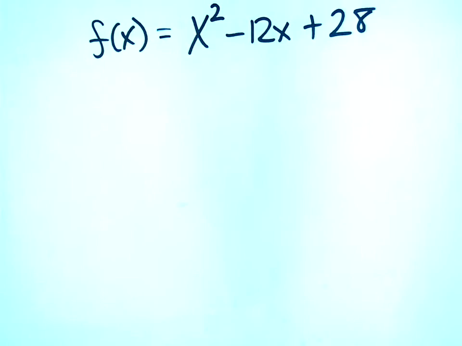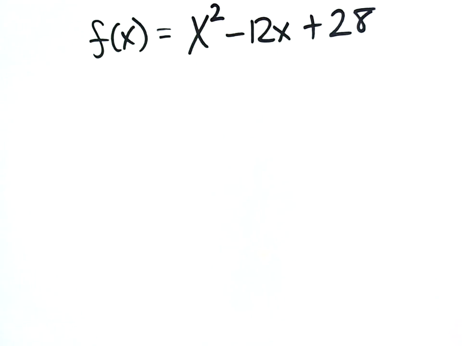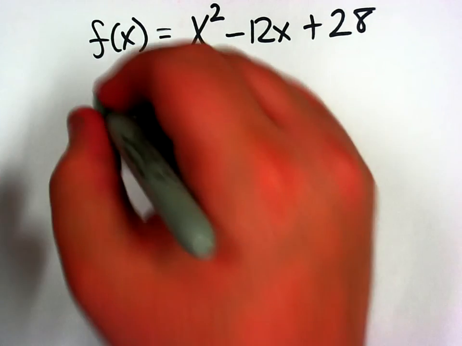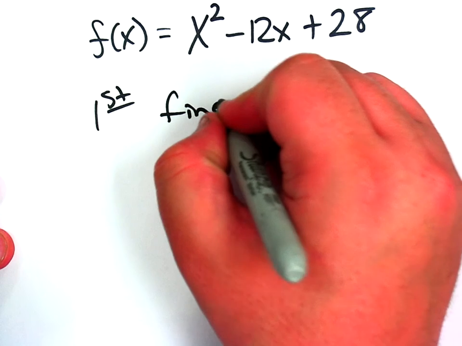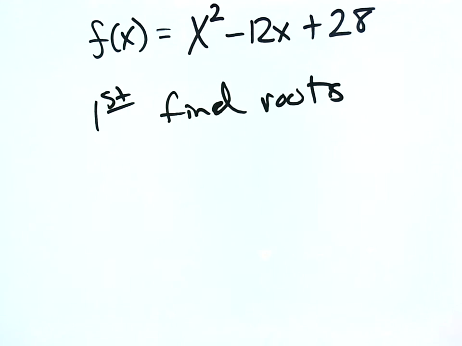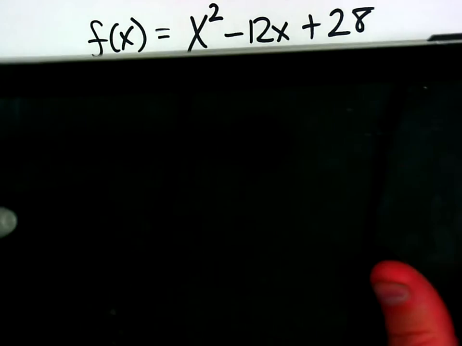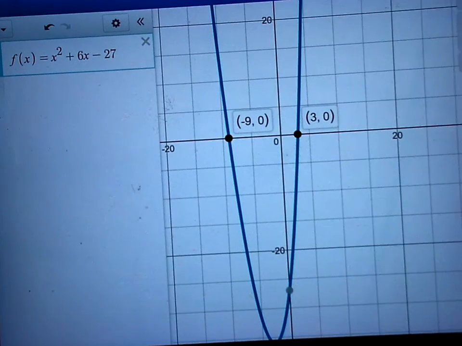Okay, for example number 3, we're going to be using this function, f of x equals x squared minus 12x plus 28, and remembering that our first step in this is to find the roots. Okay, I'm going to graph it. When a problem comes along, you must graph it. Okay, and I'm a huge fan of Desmos.